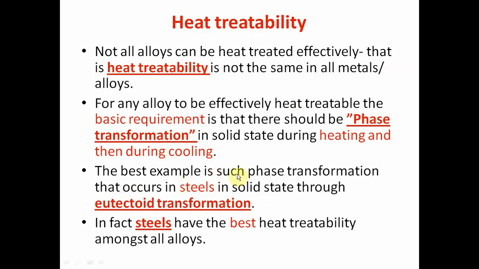So the best example is steels, where such transformations occur in solid state through eutectoid transformation. In case of steels, there is a eutectoid transformation where austenite, which is a solid solution of carbon in FCC iron, gets transformed into various transformation products like pearlite, bainite and martensite. So in fact steels have the best heat treatability among all the alloys, but not all steels can be heat treated. Most of the time only medium to high carbon steels can be heat treated.